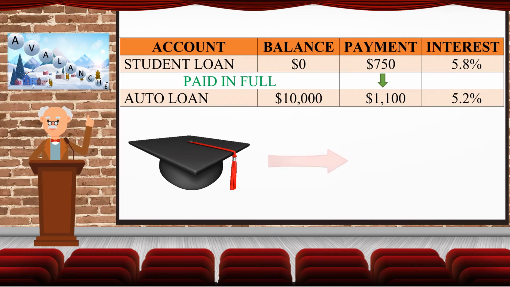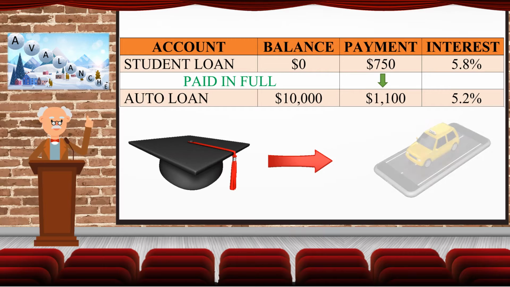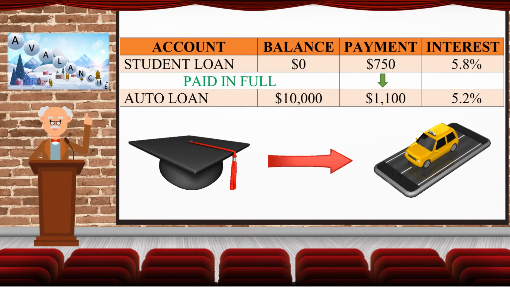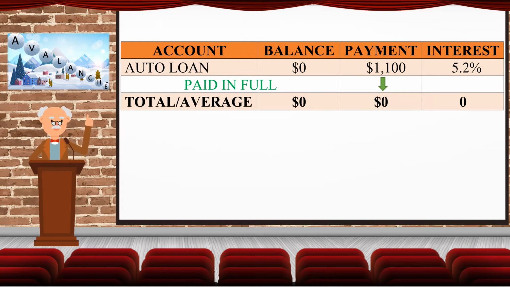The Avalanche is more than halfway through, and continuing with the scenario, once the student loan is paid in full, that minimum payment will be transferred to the last and next highest interest rate account, which is the auto loan. The minimum monthly payment for the auto loan was $350, but with the student loan payment being transferred, it is now $1,100.